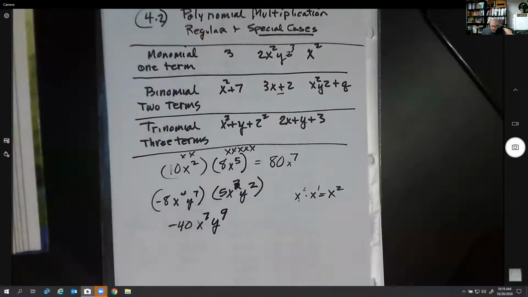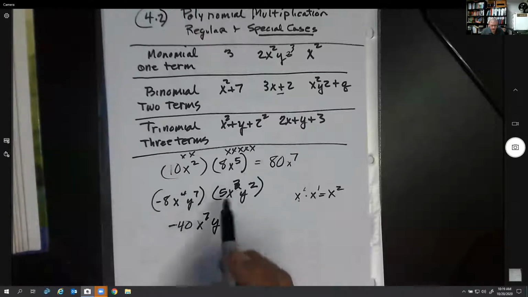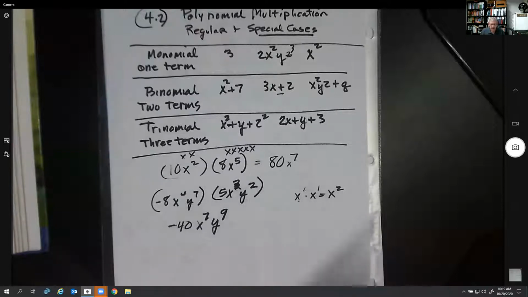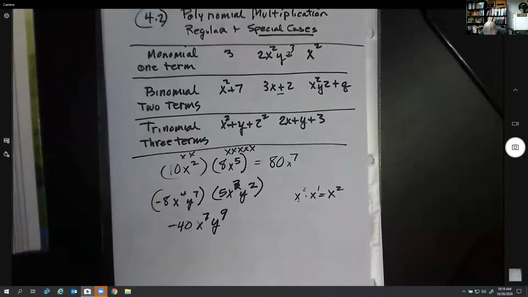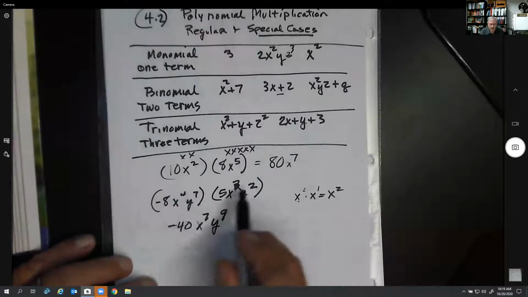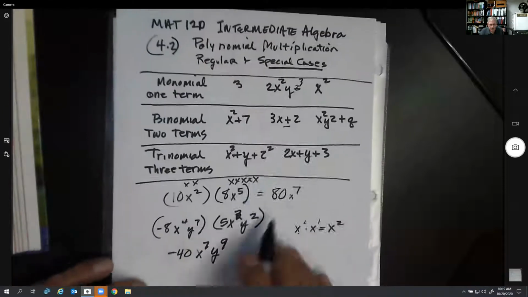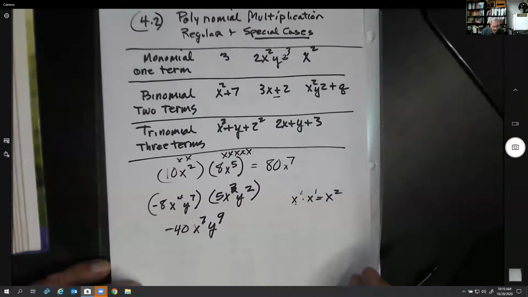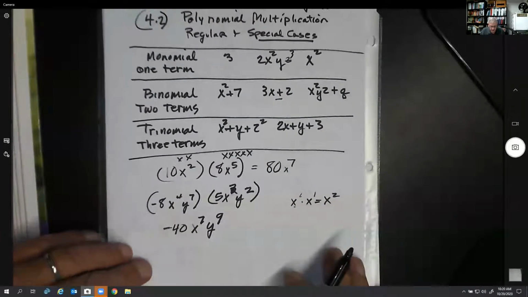See? So in math, we try to figure out ways to make the problem faster and easier. We could write this as y, y, y, y, y, y, y, y, put them all together, but it'd be a heck of a lot of work. So we're trying to figure out ways to streamline the problem. And that's what we're going to do in some of these special cases coming up. So it'll be kind of fun. You can see, not too hard.